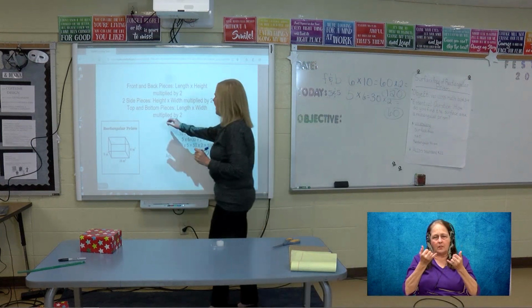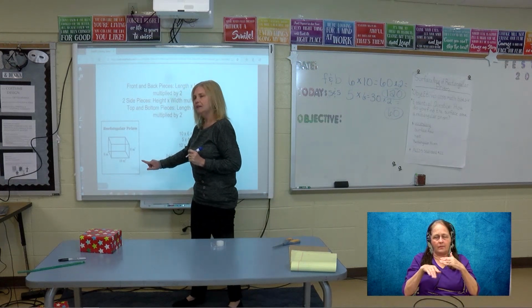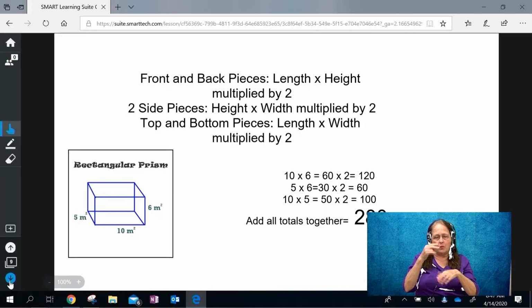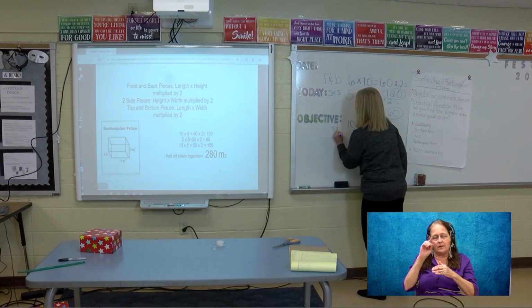Now we're going to look at the top and the bottom. We have the length and we have the width. The height has nothing to do with finding the top and the bottom. It's not connected. The pieces have to be connected in order to use them to find the area. So we're going to say 10 times 5. 10 times 5 equals 50, and this is for the top and bottom.